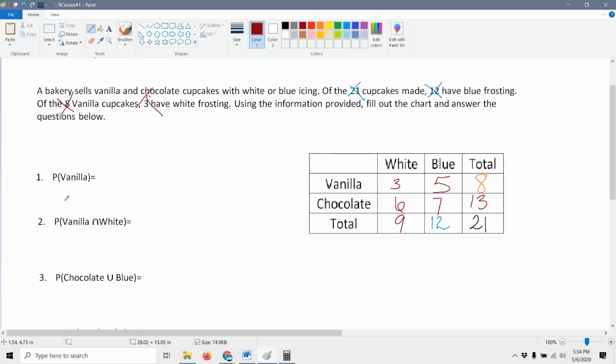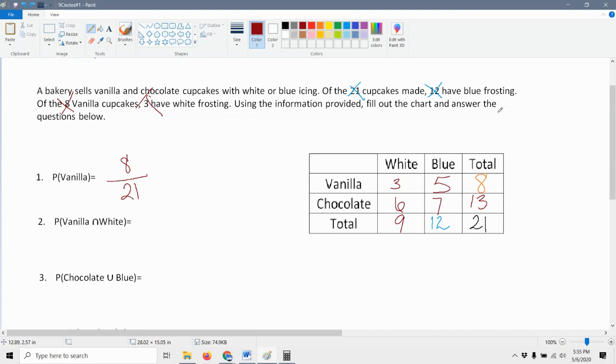Now on part 1 of this problem, we're just asked a normal probability question, okay? What's the probability of vanilla? So what's the probability that one of the cupcakes in our whole sample set is vanilla? So we want the total vanilla, that's the number in this category, over our big total number of possible outcomes. So this number here, okay?